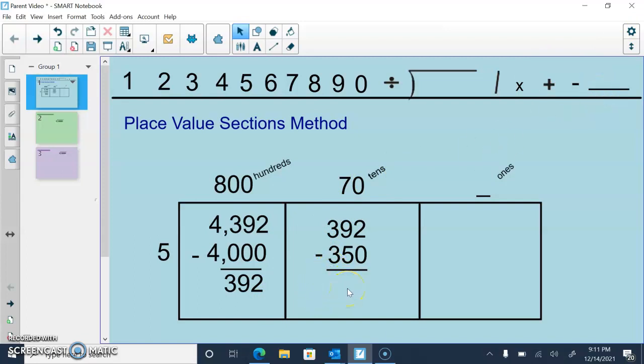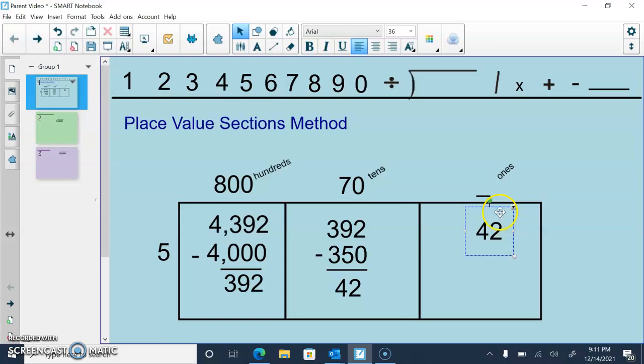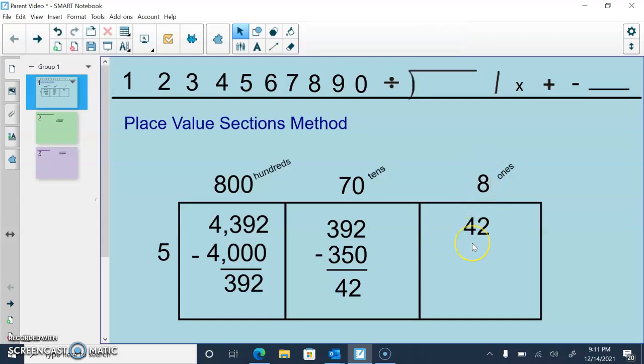And we get 42 left over. And again, we take that 42 and we put it in the ones place. Now they can clearly see 5 times 8 would be 40. They take that away from 42, and you can see that they're going to have a remainder of 2. And their answer is clearly written for them across the top of the box.